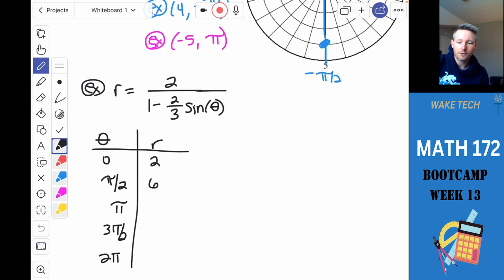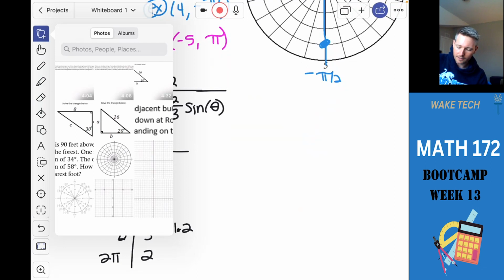So 0, pi over 2, pi. At pi, we get a value of 2. 3 pi over 2 is next. We get back 6 over 5, which is 1.2. And then at 2 pi, we get back the same thing as 0, which is 2.